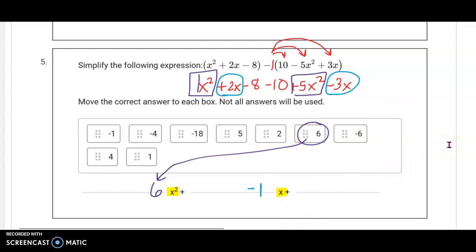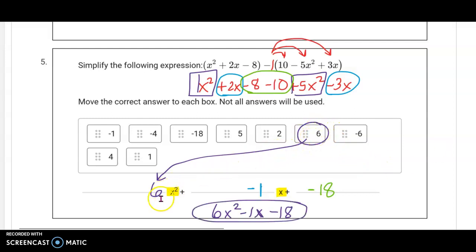So the -1 will get dragged there in front of the x. And lastly, the constant, we have negative 8 minus 10 is negative 18, and you would drag it there. If you wanted to make it look prettier on paper, it would be 6x squared minus 1x minus 18. But I was just trying to show you that this is a drag and drop.